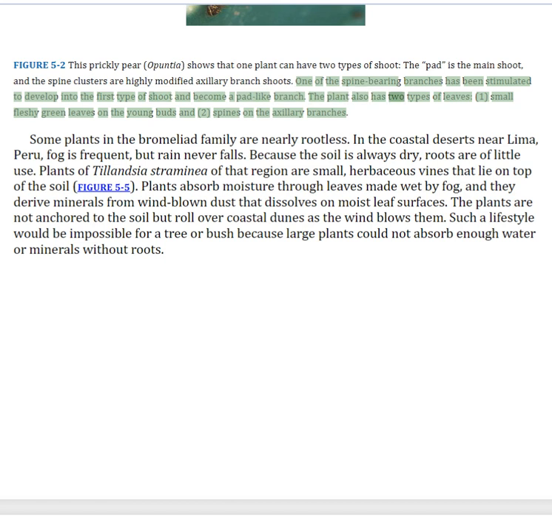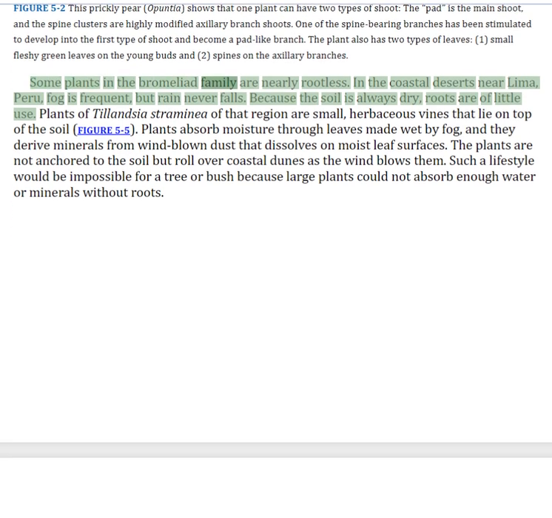The plant also has two types of leaves, small fleshy green leaves on the young buds and spines on the axillary branches. Some plants in the bromeliad family are nearly rootless. In the coastal deserts near Lima, Peru, fog is frequent, but rain never falls. Because the soil is always dry, roots are of little use.